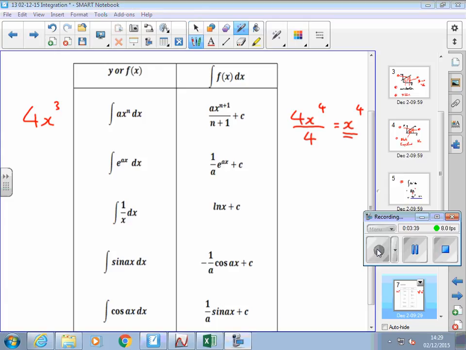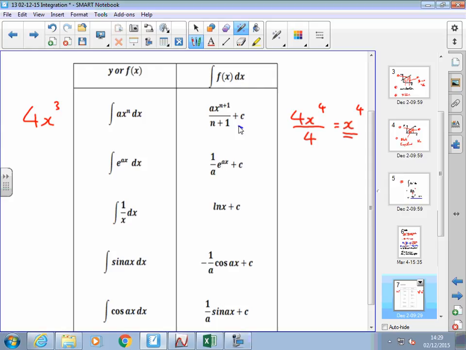And then notice with all of these examples, you add c. So we always add this constant, because when we differentiate, that's disappeared. So when we integrate, it reappears. So every time plus c.